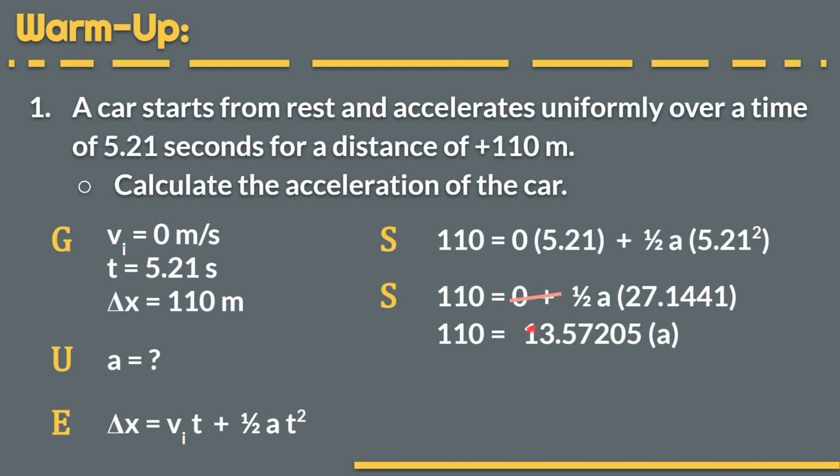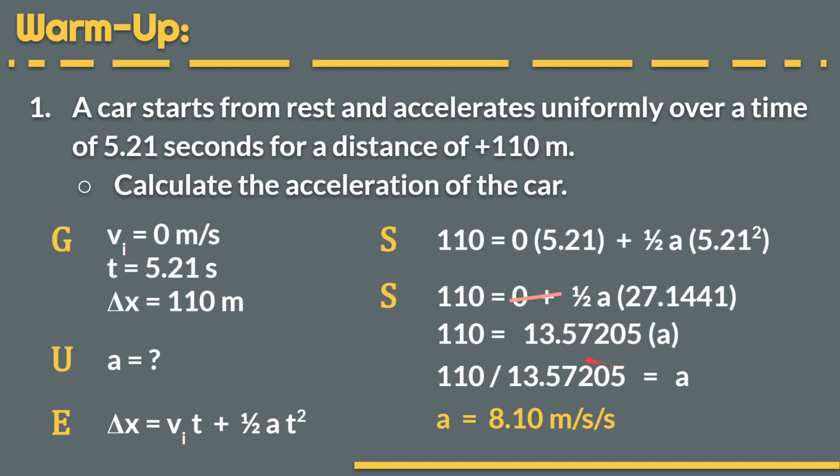So now I've got this. And now it's easy to isolate this variable A because all I have to do is divide, because these are being multiplied. So divide both sides by 13.57. You have 110 divided by that number gives you A, and when you put that in the calculator, you get 8.10 meters per second every second, or meters per second per second.